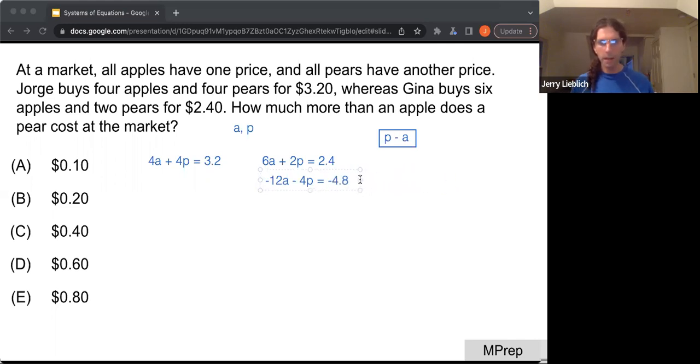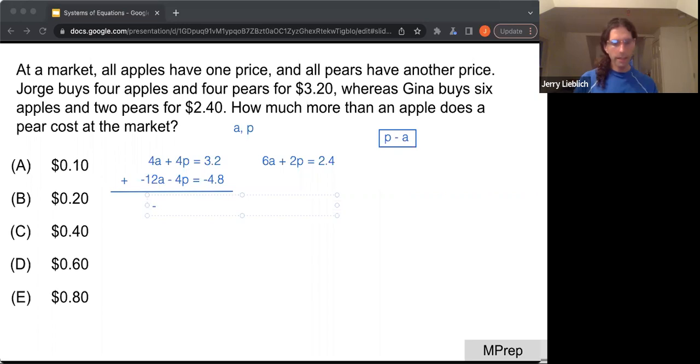Why did I do that? Because now I've got -4p, +4p. Line them up, and let's add these together. When I do that, I get -8a equals -1.6. And you may be worried at this point.